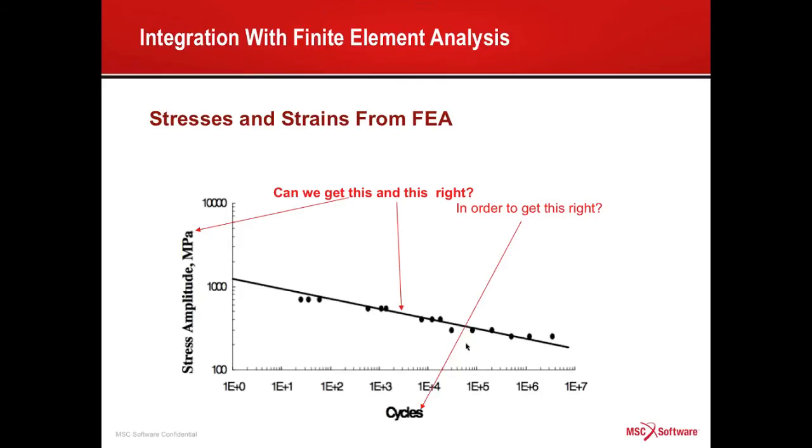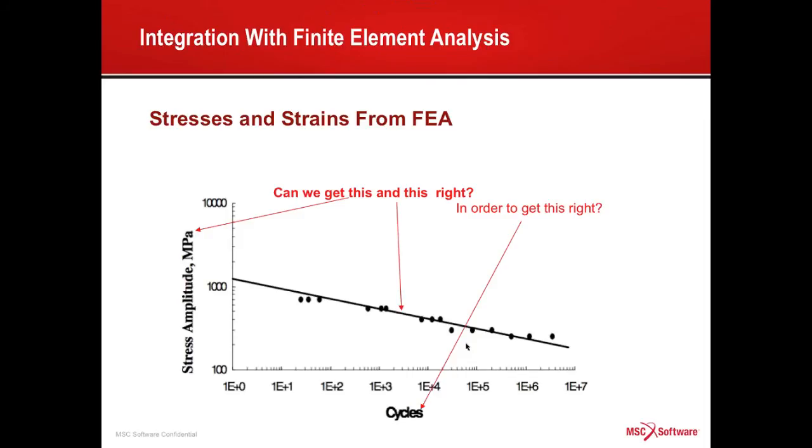The question is, can we accurately obtain the stresses or strains from a finite element model? Can we at the same time get accurate material properties for the material we're using? Because if we can do those two things, we normally assume that we can get the fatigue life in cycles in a reasonably accurate way. So there we have it. Two major inputs, stresses and materials, allow us to predict life.